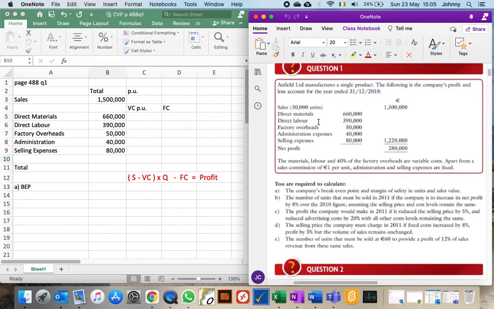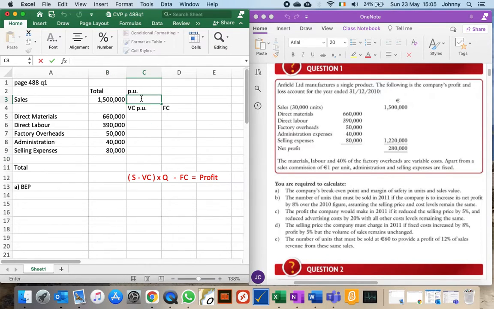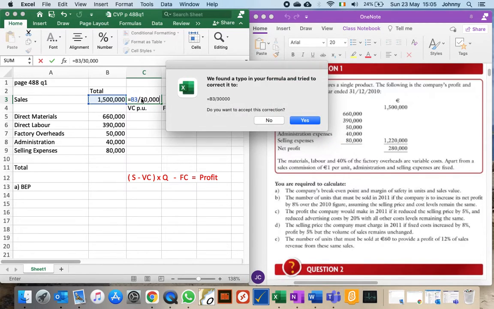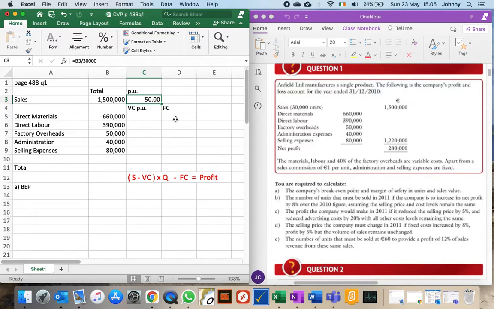So to do the sales, first of all, 1.5 million is the amount of money I'll get for selling. In the question it says 30,000 units, so the sales price per unit is going to be 1.5 million divided by 30,000 units. So that's €50 per unit.